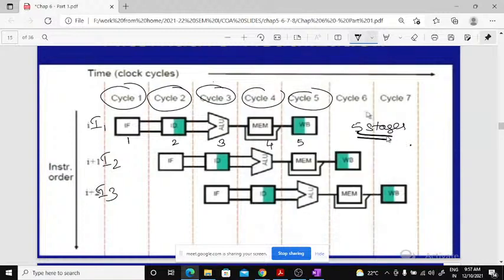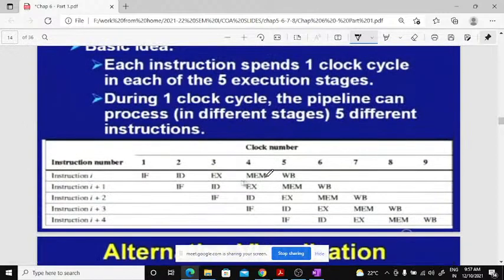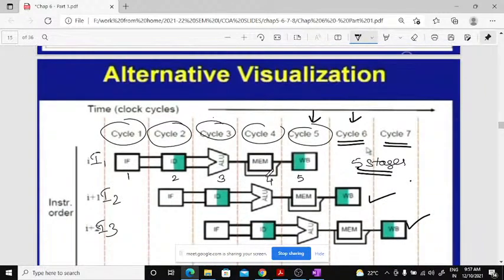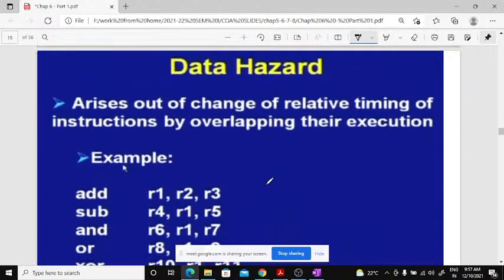So that's why the first instruction takes 5 cycles. Then after that, every one cycle, like in clock cycle 6, the second instruction is executed, and in clock cycle 7, the third instruction is executed. So here is overlapped operation, and we represent the 5-stage pipeline in this way. Based upon this, we'll see the data hazard and all.